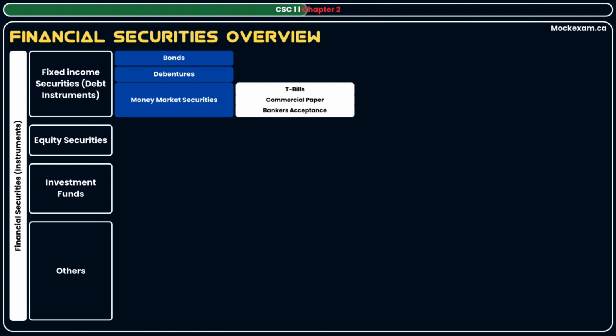Equity securities are basically shares of a company that you can buy. When you own an equity security, you're buying a small part of that company. There are two types of equity securities, which are common shares and preferred shares.